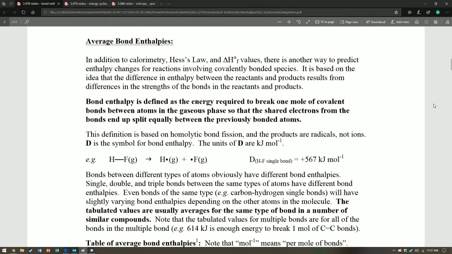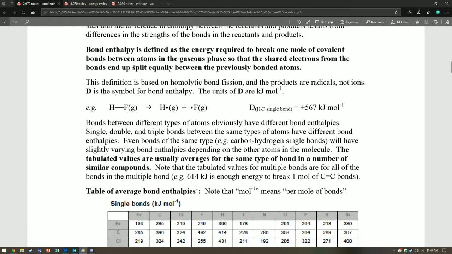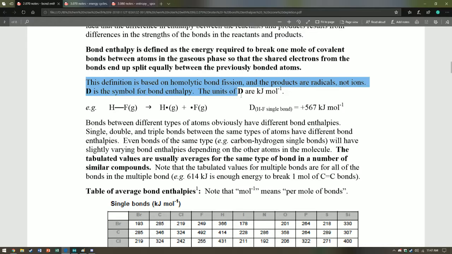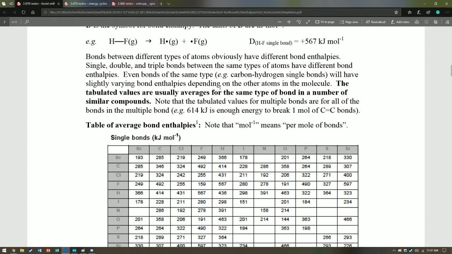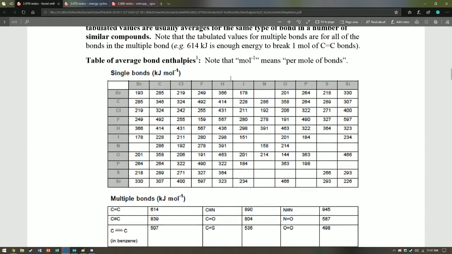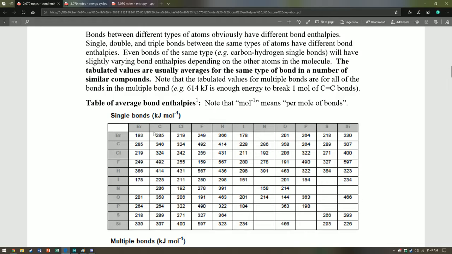So this definition is based on homolytic bond fission, and that they produce radicals and not ions. D is the symbol for bond enthalpy, and there are your units. And that is sort of a chemical reaction to describe bond enthalpy. Bonds between different types of atoms obviously have different enthalpies. Single, double, and triple bonds also have different enthalpies. You're given a chart in your data booklet, and here's the chart that you'll be given in your data booklet.